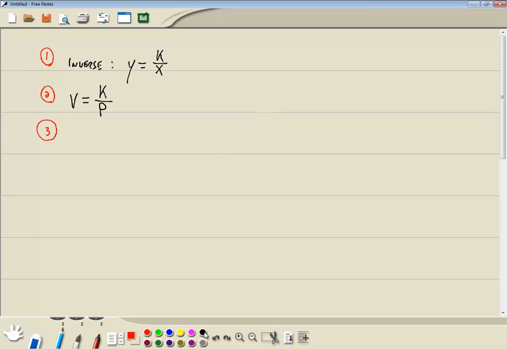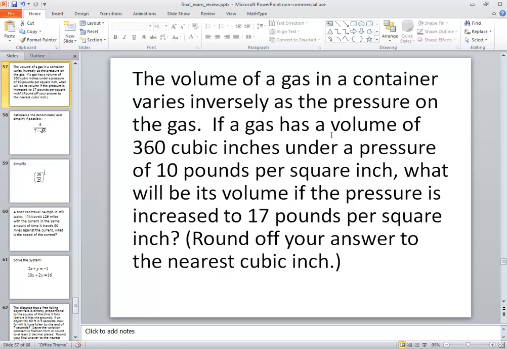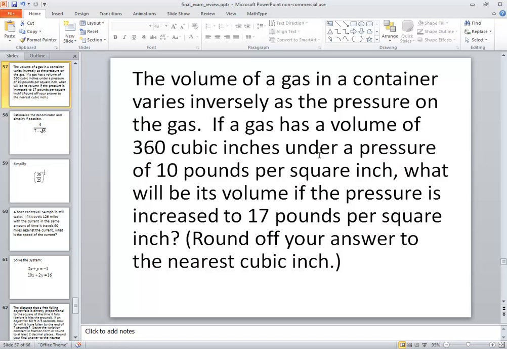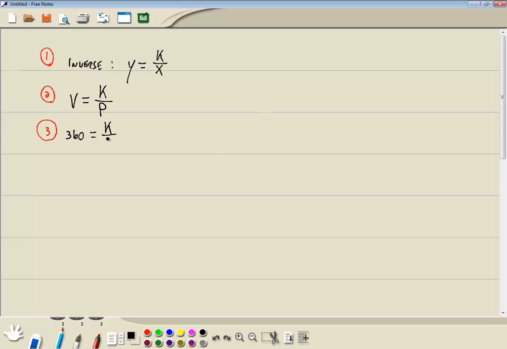Step 3, look for your one example. If a gas has a volume of 360 cubic inches, so they're telling us that the volume is 360, under a pressure of 10 pounds per square inch, so the pressure will be 10. Now we want to use that to find K, so multiply both sides by 10. And that gives us 3600 equals K. Those 10s would cancel.